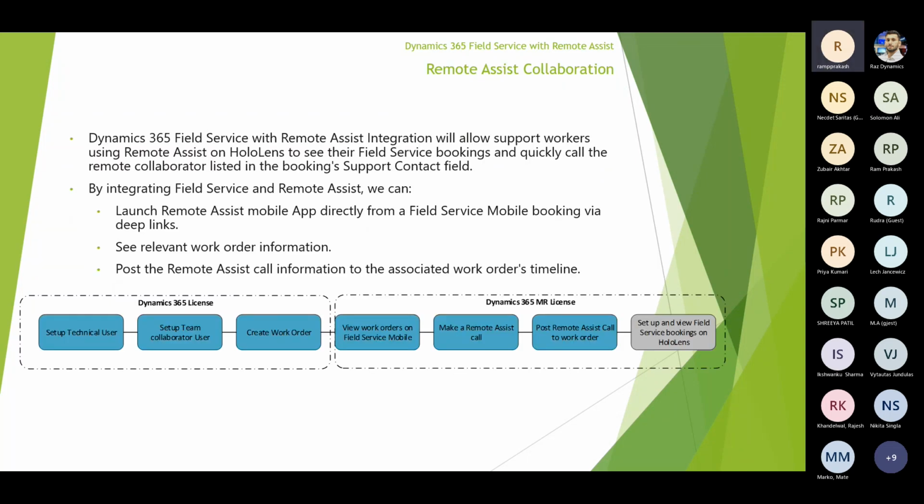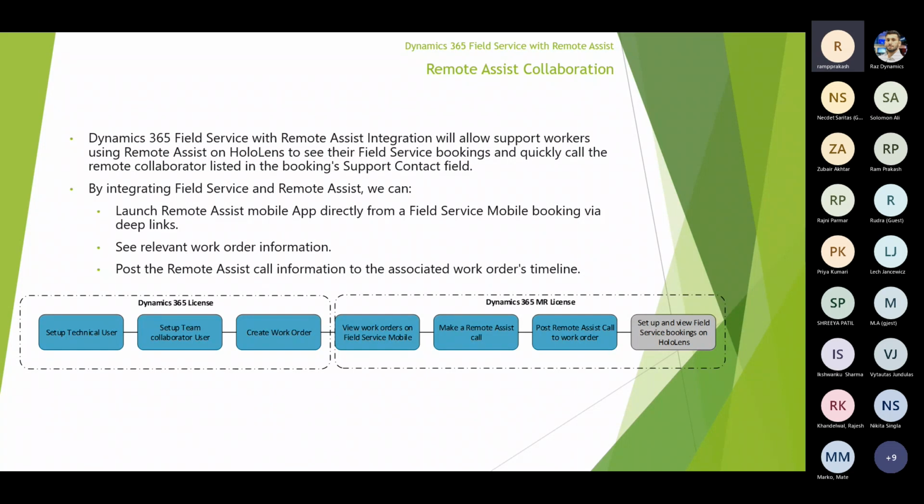Let me go to remote assist collaboration. What is remote assist collaboration here? Currently we are going to use it with the HoloLens, so that we can access Remote Assist with the HoloLens itself easily. So how can we access this? Whenever we have a particular work order, and I'm a field person with a booking available, against that booking I can directly launch my Remote Assist mobile app, call the respective person, fix that issue, and track these details into my work order directly using Field Service and Remote Assist.